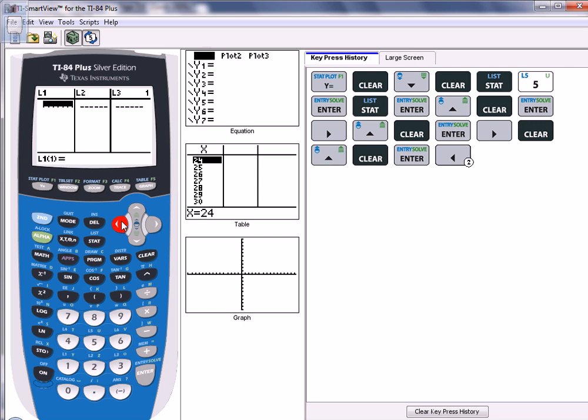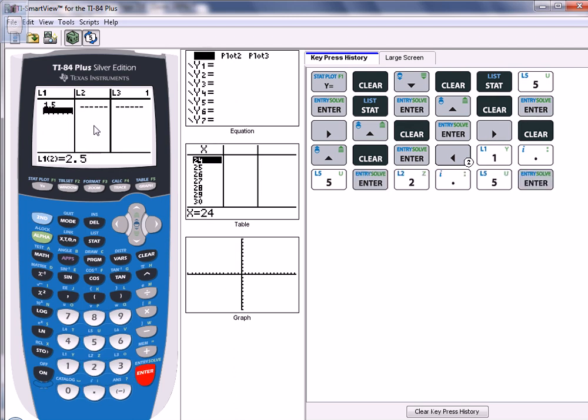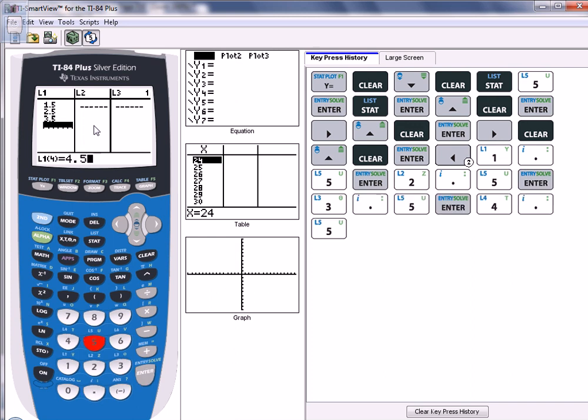Okay, what we're going to do is enter our independent variable. In this case, our independent variable is the velocity into L1. And we'll enter our dependent variable into L2. So in that first column, please enter your independent data. 1.5. Enter. 2.5. Enter. 3.5. Enter. 4.5. Enter. I'll give you a moment to catch up with me.